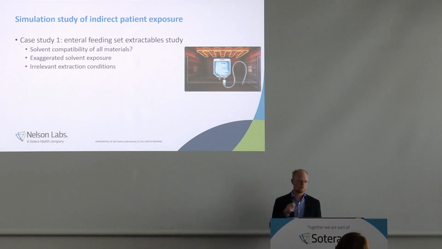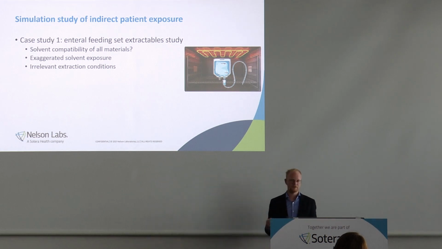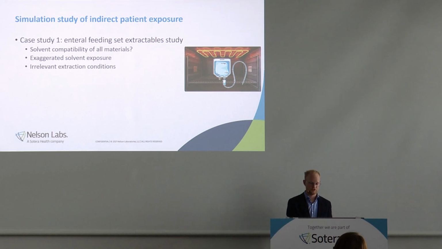You are extracting parts that are maybe the top of the bag is not in contact with solution, or only a few droplets are in contact with the opening at the top of the feeding bag, and most of the contact is only at the bottom of the bag. You're having a huge overrepresentation of certain parts of the system in your extractables data. Irrelevant extraction conditions, 50 degrees C. Why? It's such a hot temperature.